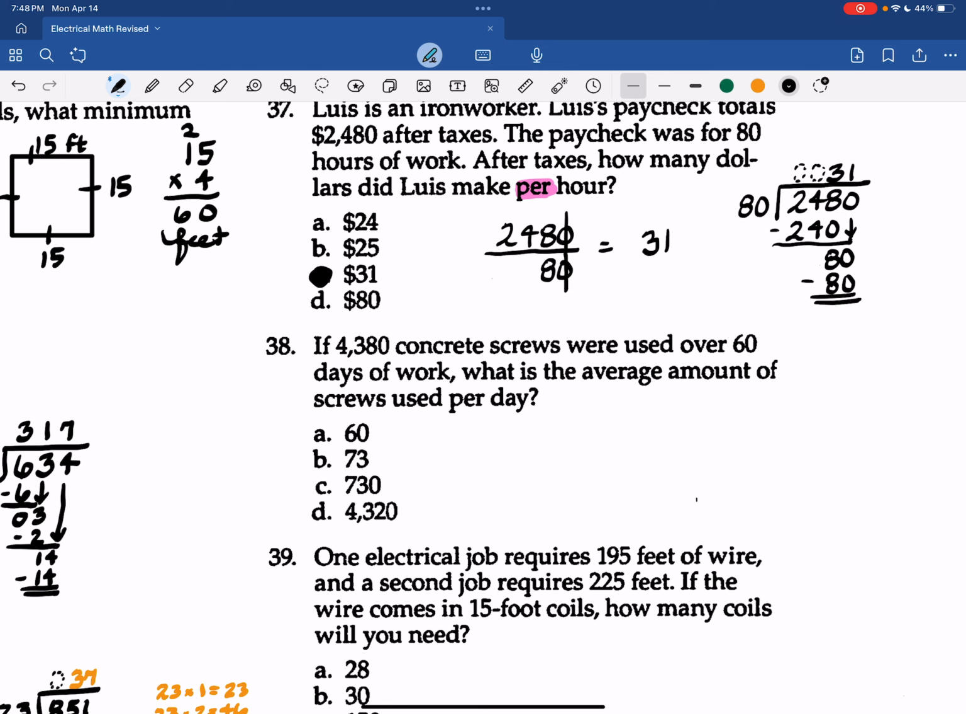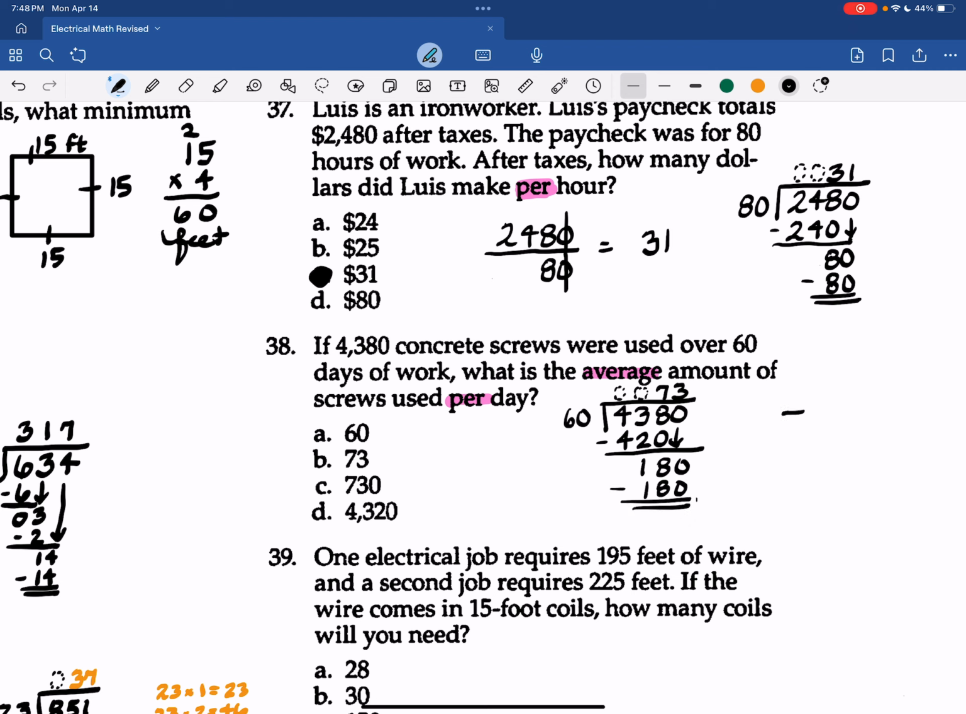If 4,380 concrete screws were used over 60 days of work, what is the average amount of screws used per day? Again, this is division. So you have 4,380 divided by 60. You can use the zero trick on this. I'll show you how. This is no luck, no luck. 6 into 43 goes 7 times for 420. Subtract. 60 into 180 goes 3 times with nothing remaining.